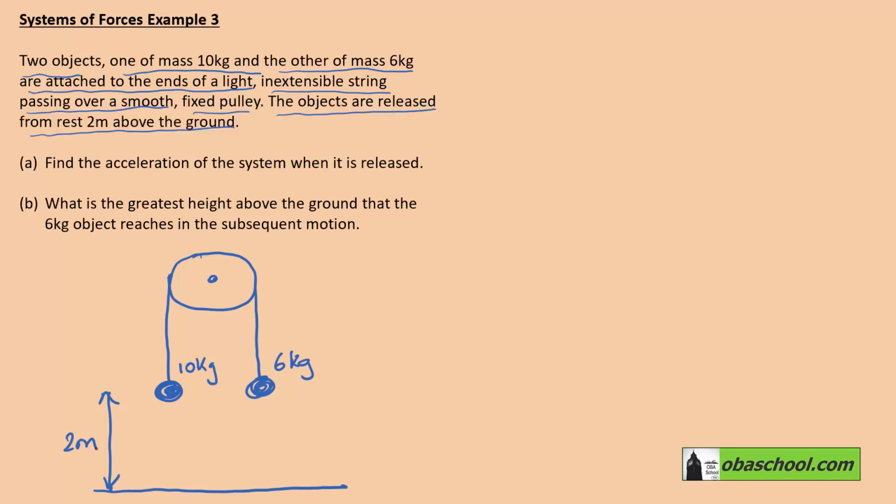Clearly, when we release this from rest, the 10 kilogram object is going to accelerate downwards and the 6 kilogram one upwards. So we know that there'll be a weight 10g acting this way, 6g acting this way, and then there'll be the tension in the string, which, because of the string being light and inextensible and the pulley being smooth and fixed, the tension will be the same throughout the string. We know the system will accelerate this way.